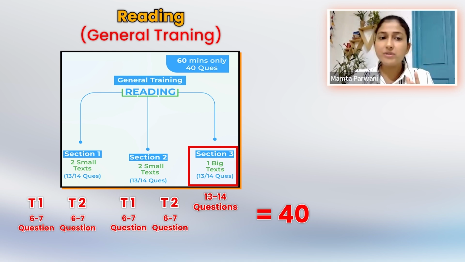So now we have understood the difference, that in general training, the only difference is that section 1 and section 2 has 2 small texts instead of having 1 long text, just like in academic.